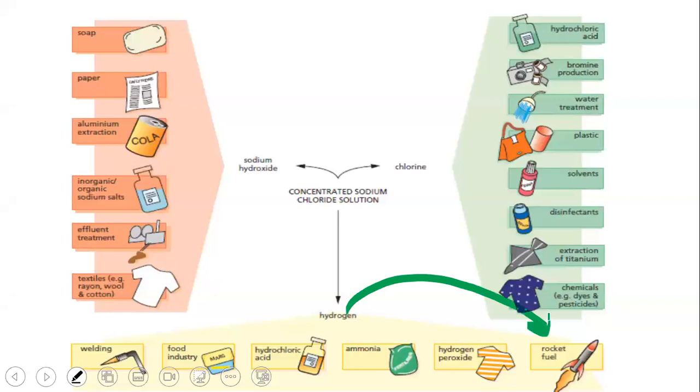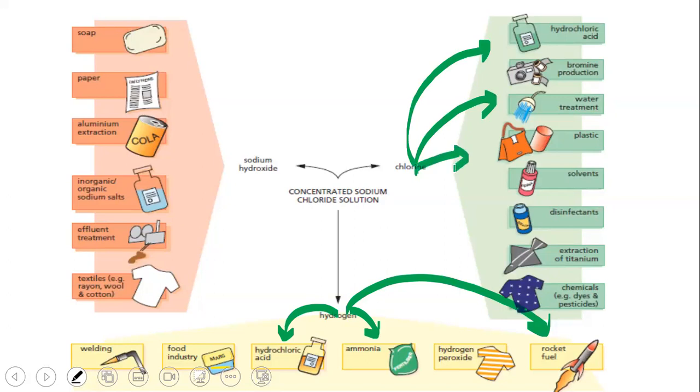You use hydrogen to make ammonia. You use hydrogen to make hydrochloric acid, for example. Chlorine is used to again make hydrochloric acid. We add chlorine in water, in swimming pools and all. Chlorine goes in plastics. Chlorine goes in disinfectants. So all of these have got different uses. So all 3 products: hydrogen, chlorine, and sodium hydroxide.